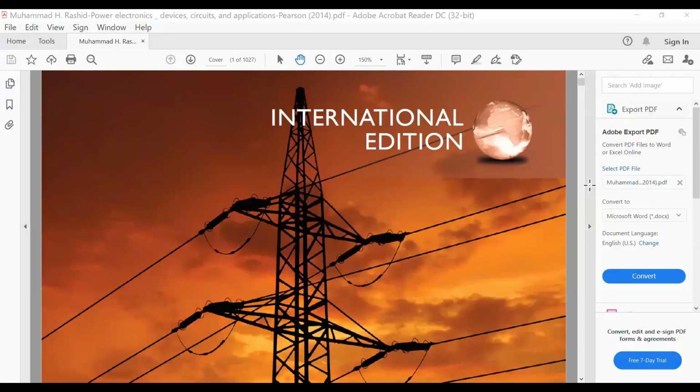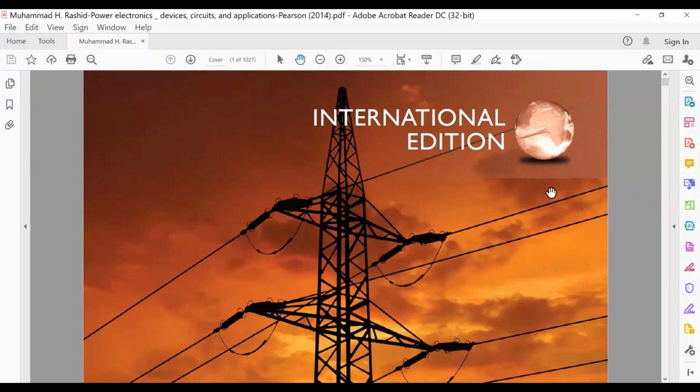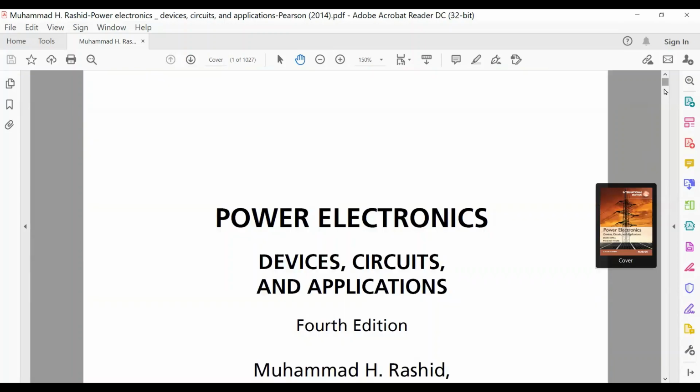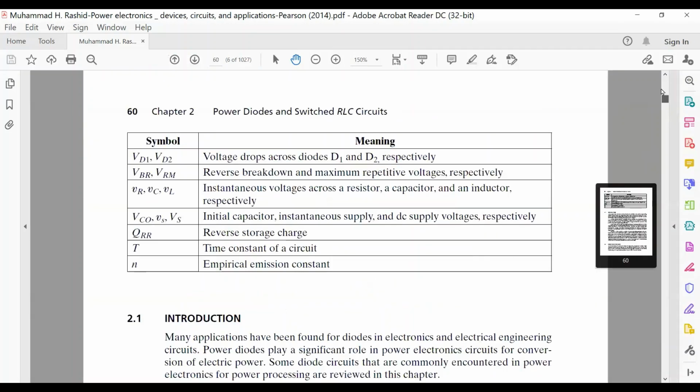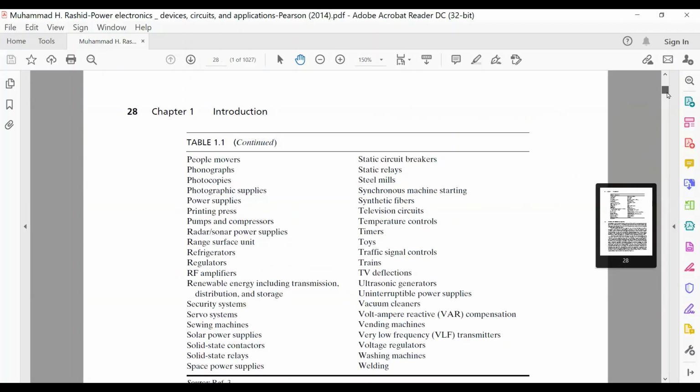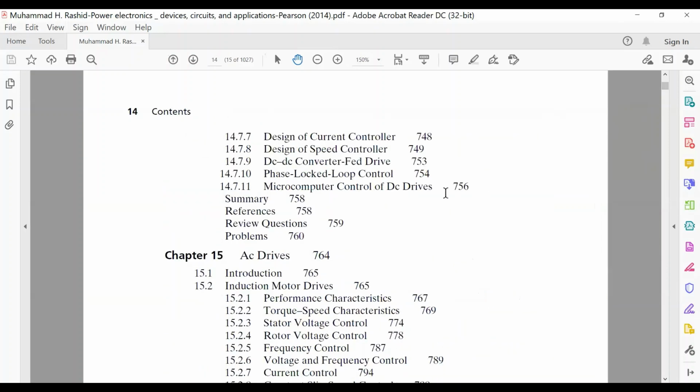Of course, you cannot see it. Can you see the book? No, sir, not yet. Okay. Can you see it now? Yes, sir. Okay, so yeah. See the index. Sometimes it is difficult to find.